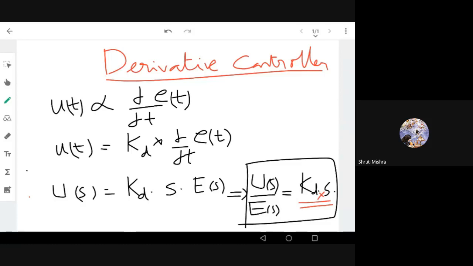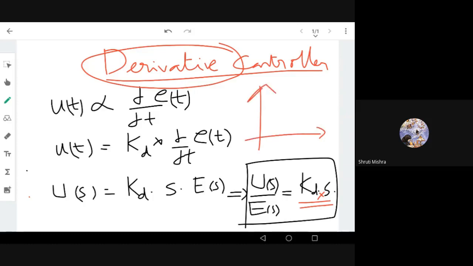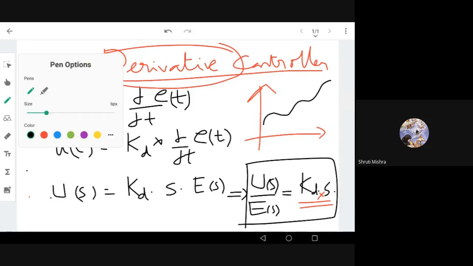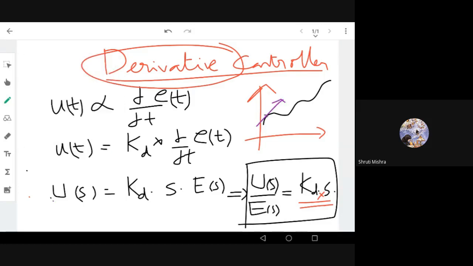Now the derivative controller will improve the stability, but at the cost of steady state error. Steady state error will be increasing. You should understand that the output of the controller right now is dependent upon the slope, or the derivative, of the error. If the error is changing at a greater rate, if tan theta is very high, at this point my controller output is going to be very high. If the slope is zero, that means there is no change. If the error is not changing at all, my derivative controller output will be zero, right?